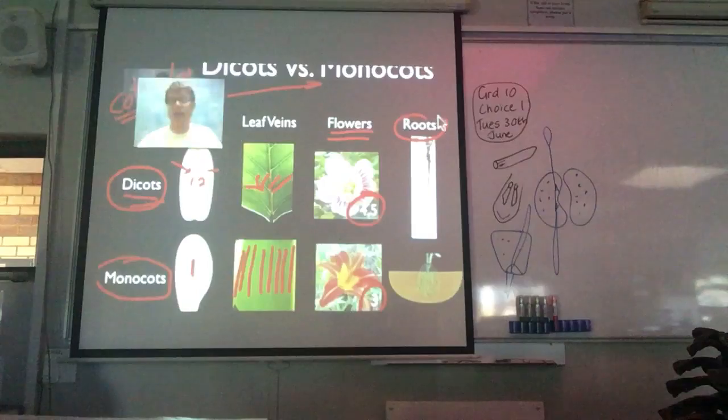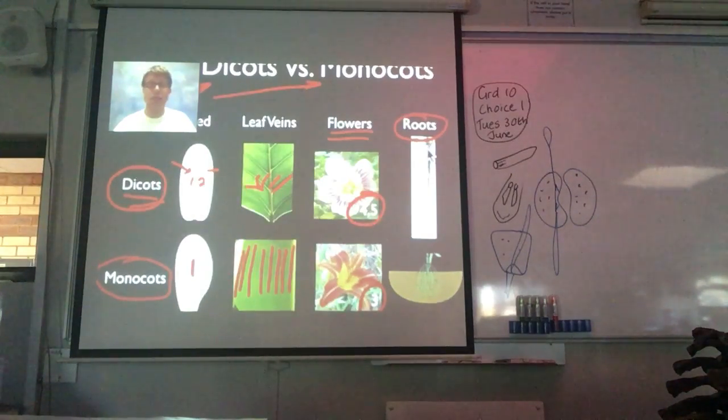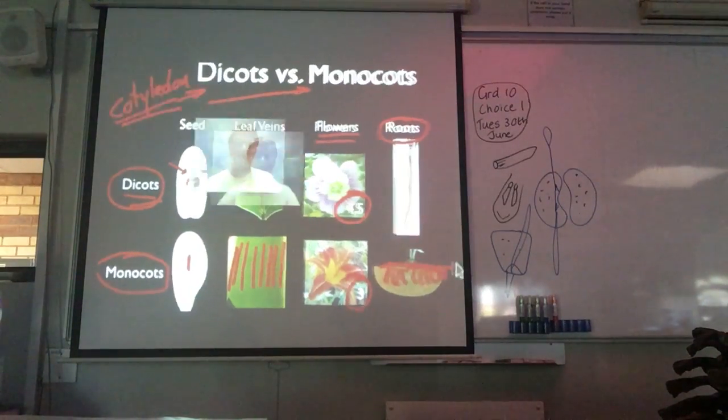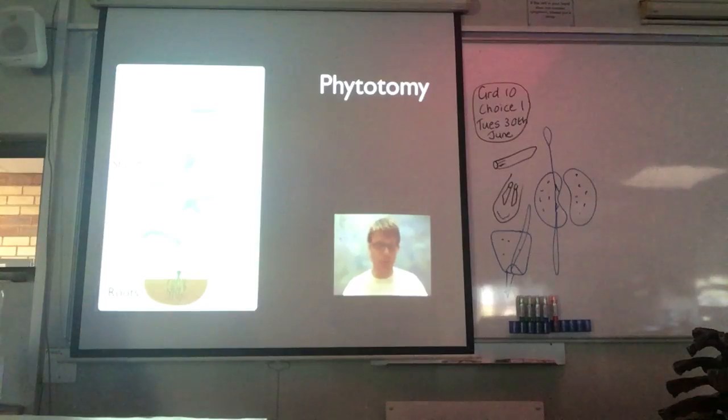And then another way to differentiate between the two is going to be roots. A dandelion, if you've ever tried to pull one out, has this really big taproot system. But monocots, like grass, are going to have a net-like root system. It's what makes up sod, for example, in grass. And so those are the different types of angiosperms.